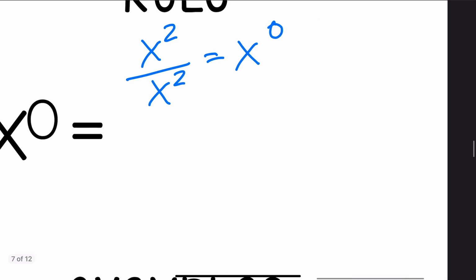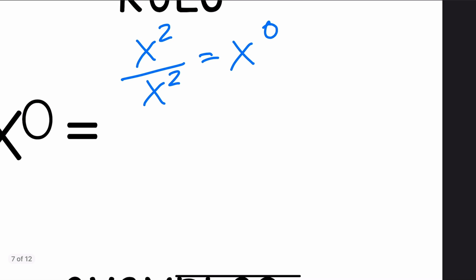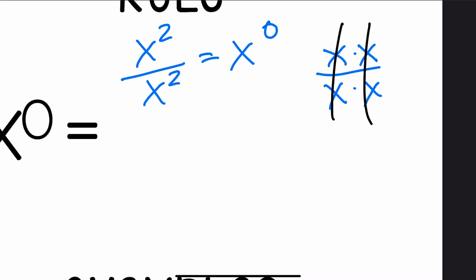But let's see what happens when we expand it. Let's see what that's going to look like. So let's say we had x squared over x squared. Okay, so we got 2 x's on the top, 2 x's on the bottom. Alrighty, so when we cancel that out, everything is gone. We canceled this, there is nothing left.